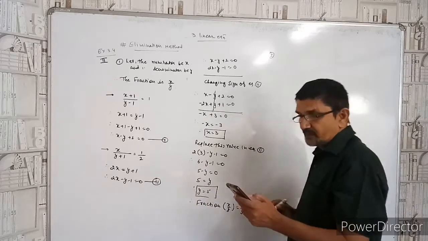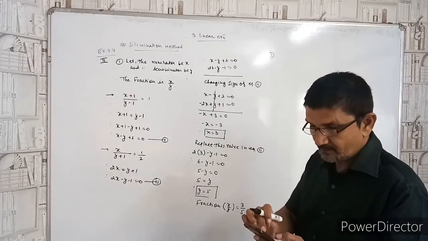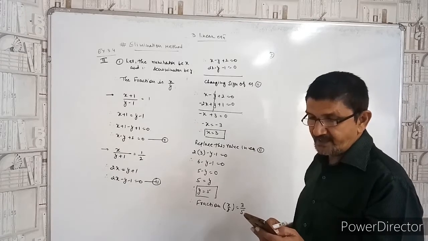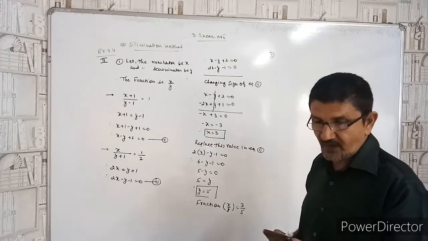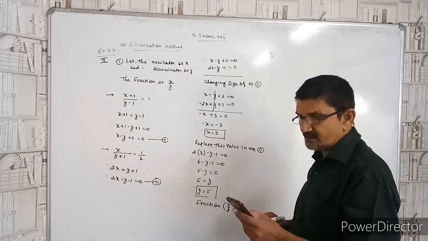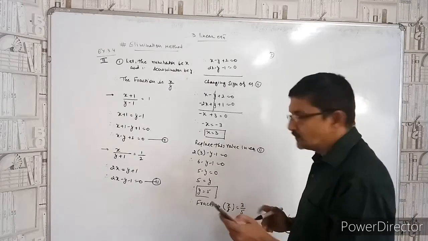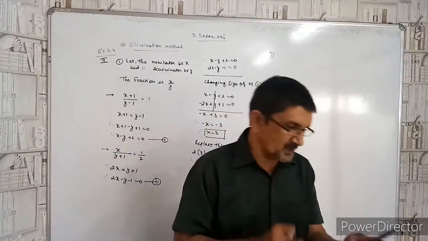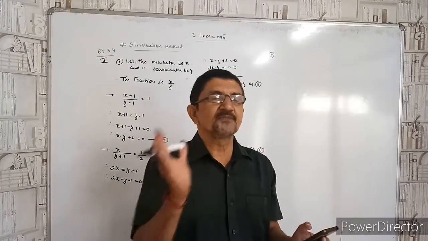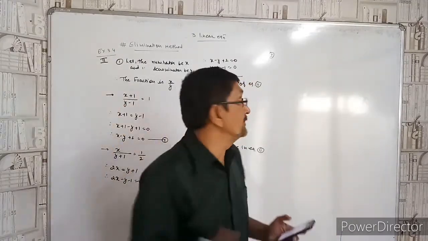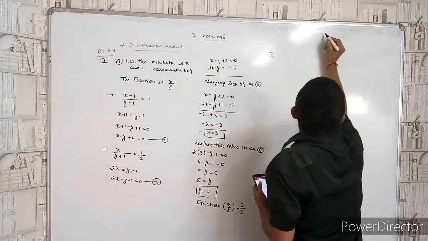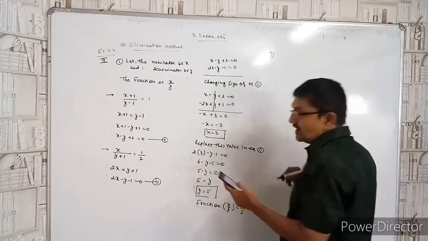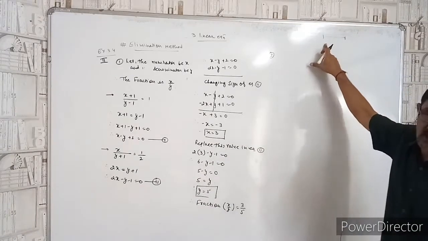5 years ago, Noori was thrice as old as Sonu. 10 years later, Noori will be twice as old as Sonu. How old are Noori and Sonu? So here the age comparison of two girls is given. It is before 5 years and after 10 years. So we have to assume their present ages.